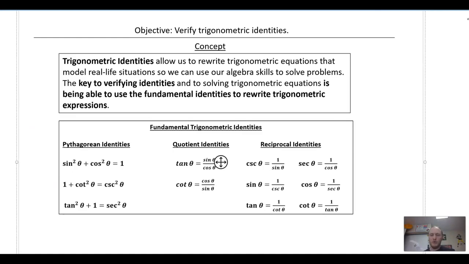So what are we doing in verifying trigonometric identities? Well, the identities allow us to rewrite trigonometric equations that model real-life situations so we can use our algebra skills to solve problems. And the key to verifying identities and to solving trigonometric equations is being able to substitute in, swap out things that are equivalent, okay?